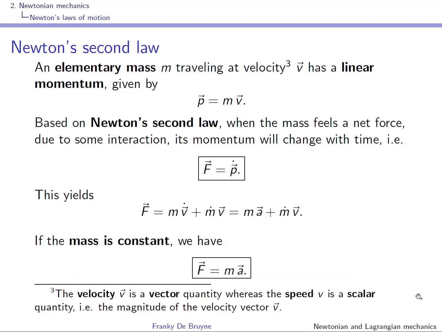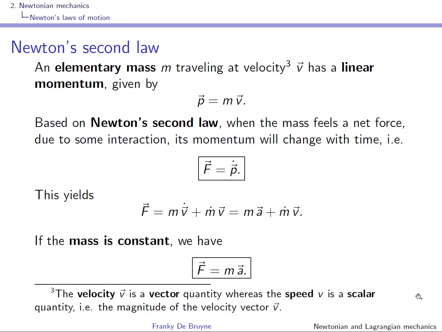Well, first, an element of vocabulary, what is called velocity. V with an arrow is a vector quantity, so it has a notion of direction, whereas speed is a scalar quantity, and it's actually the magnitude of the velocity vector. Well, suppose now that you have an elementary mass m traveling at velocity v. Well, you can give it what is called a linear momentum. This is a vector p, which is the mass times the velocity vector.